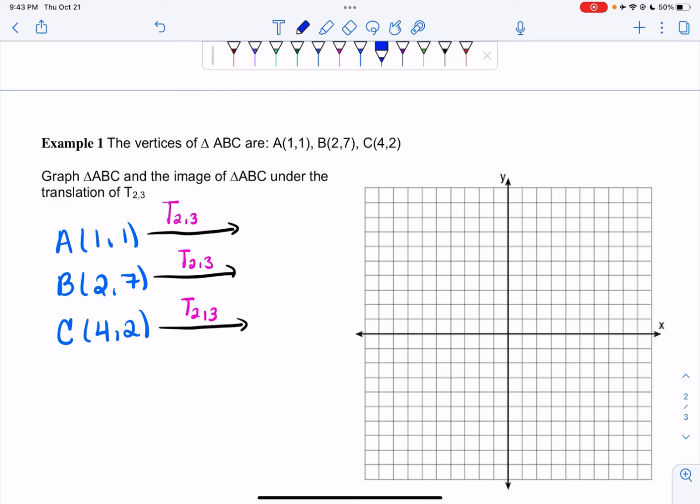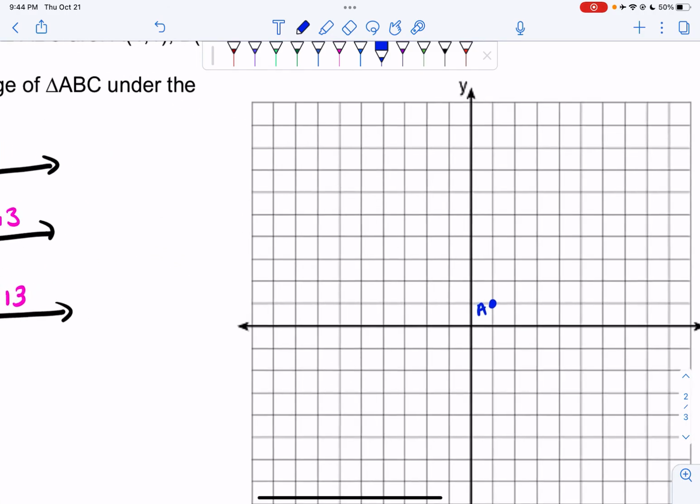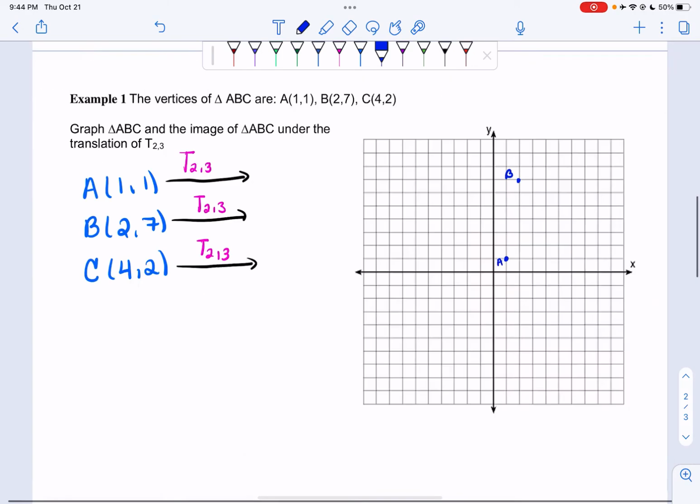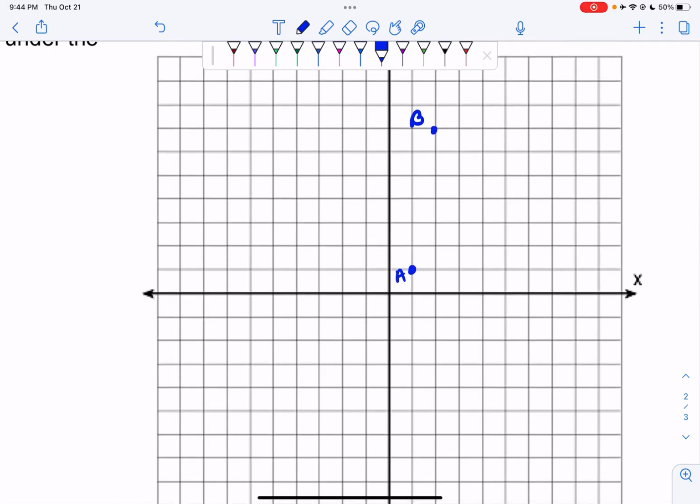So we're going to plot A(1, 1). So go out 1, over 1, and that's A. We're going to plot (2, 7). So I go out 2, up 7. So 1, 2, 3, 4, 5, 6, 7. And that's B. And then I plot C, (4, 2). So go 1, 2, 3, 4, 1, 2. And that's C. And then I connect those points with my straight edge.